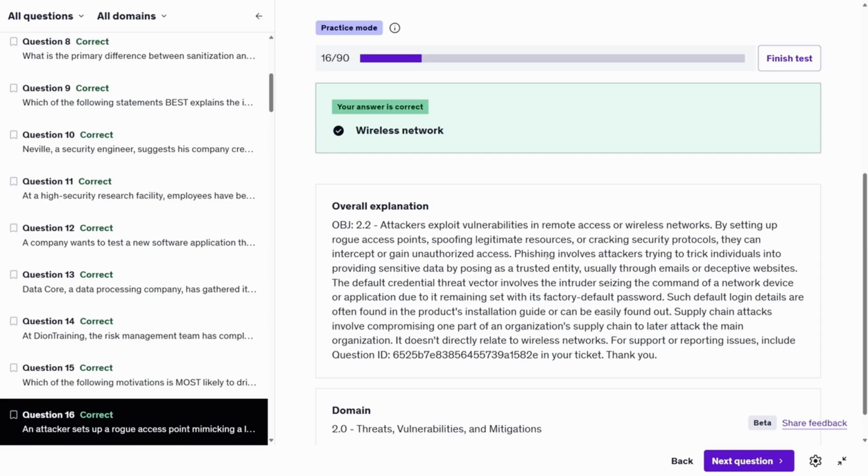Supply chain attacks involve compromising one part of an organization's supply chain to later attack the main organization. It doesn't directly relate to wireless networks.